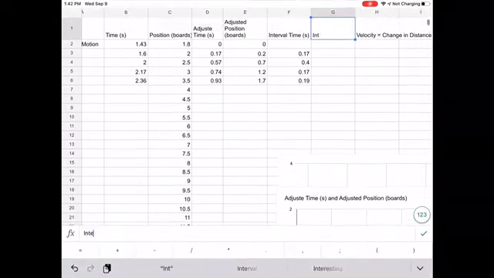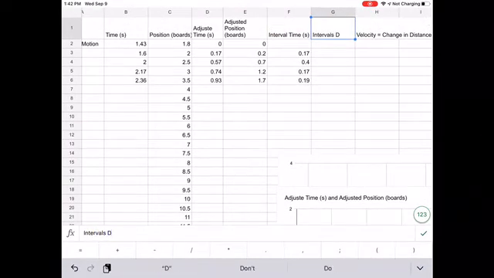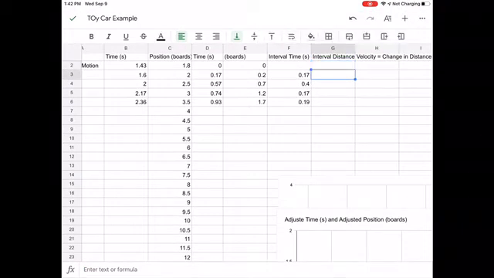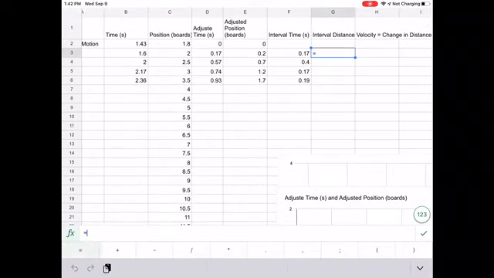We can also do interval distance. And here we're measuring again in boards. That's our unit of measurement. So the same thing here is going to work. We're going to put an equal sign. You can start typing with the equal, or you could fill in here equal.